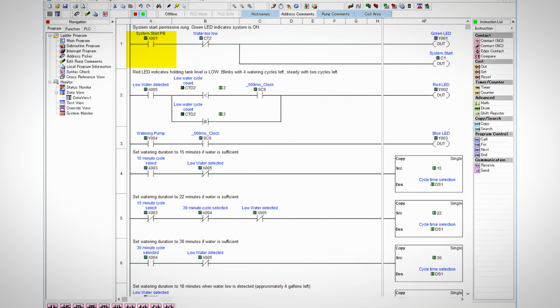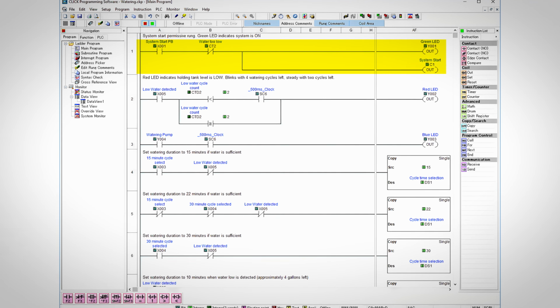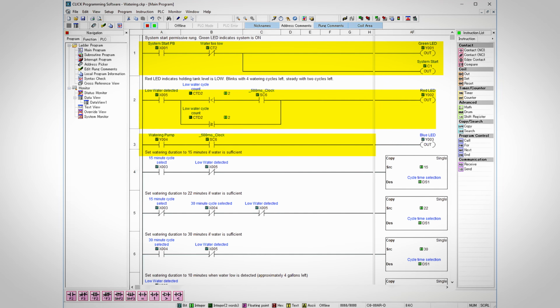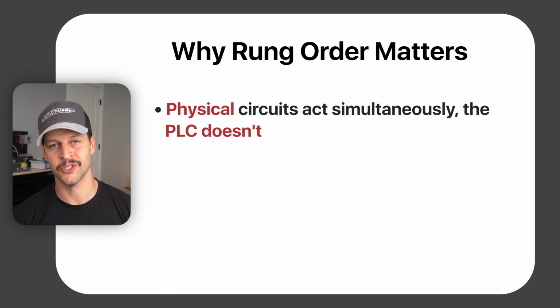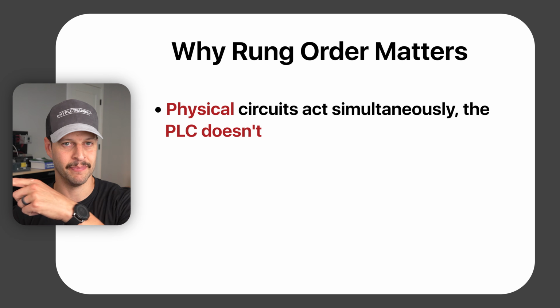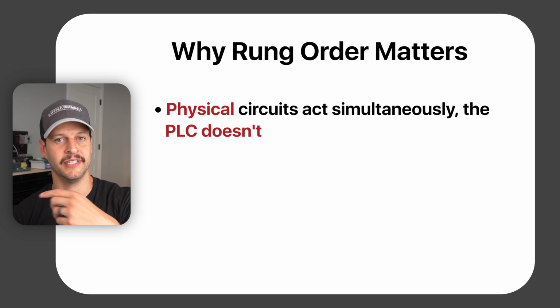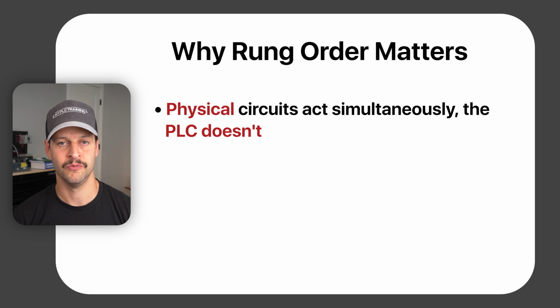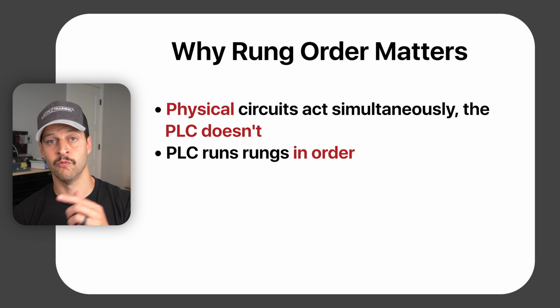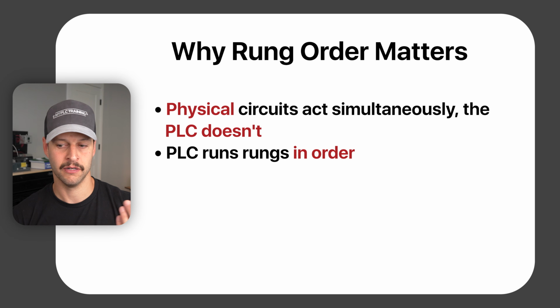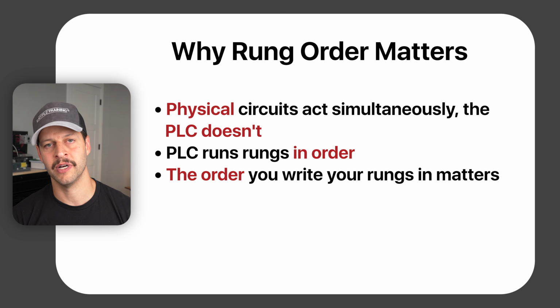You start at the top, you read from left to right, one line, then you go down to the next rung, read from left to right, and so on and so forth. Don't assume that everything happens at once, which in the physical circuit world, everything does. If power is applied at this point and this point and this point, all those circuits are going to act simultaneously. Whereas in the PLC, you're going to run rung 2 before you run rung 40, for example. The order of your rungs does matter.